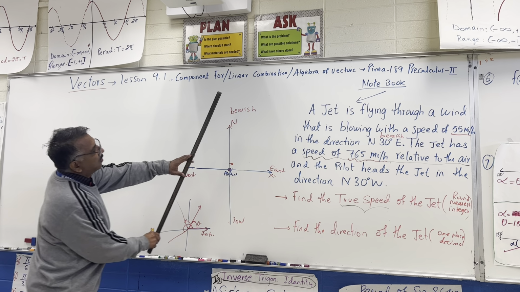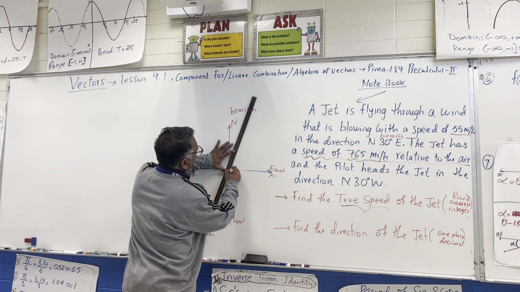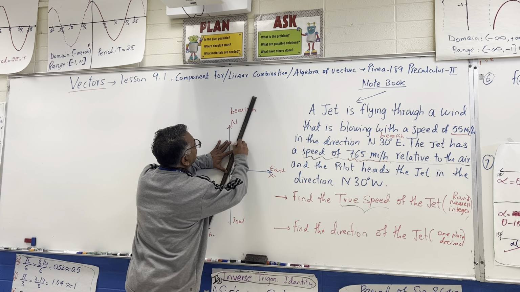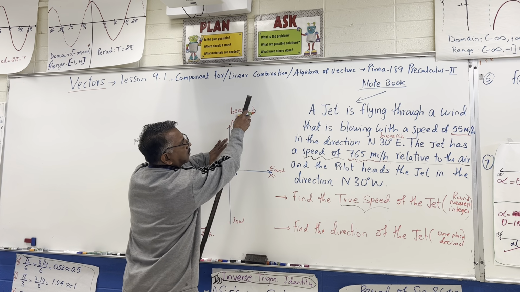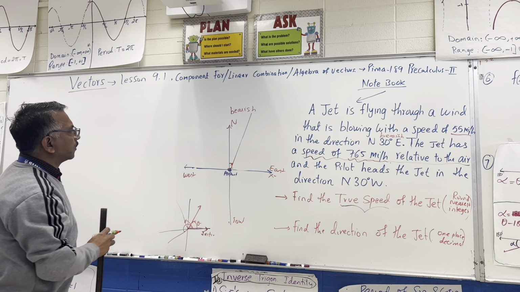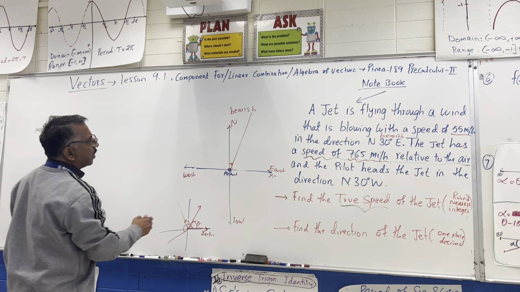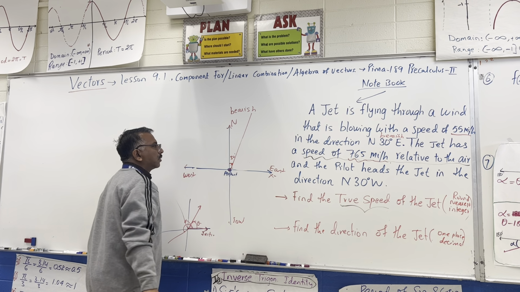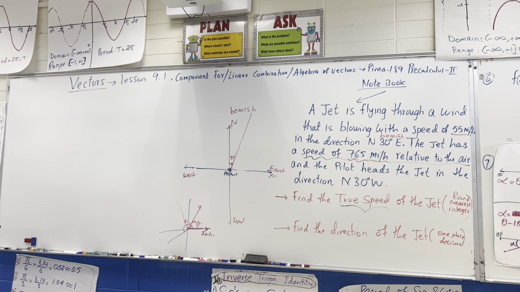So this is the angle 30. Let me do this. So the plane is flying like this. Northeast. And what is this one? 30 degrees. Yeah. Wait a minute. Let me see whether I copied that question correctly.